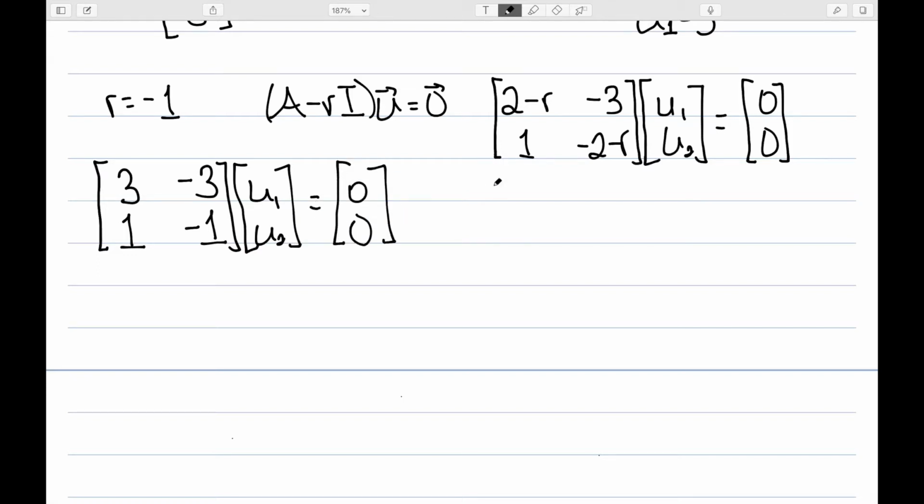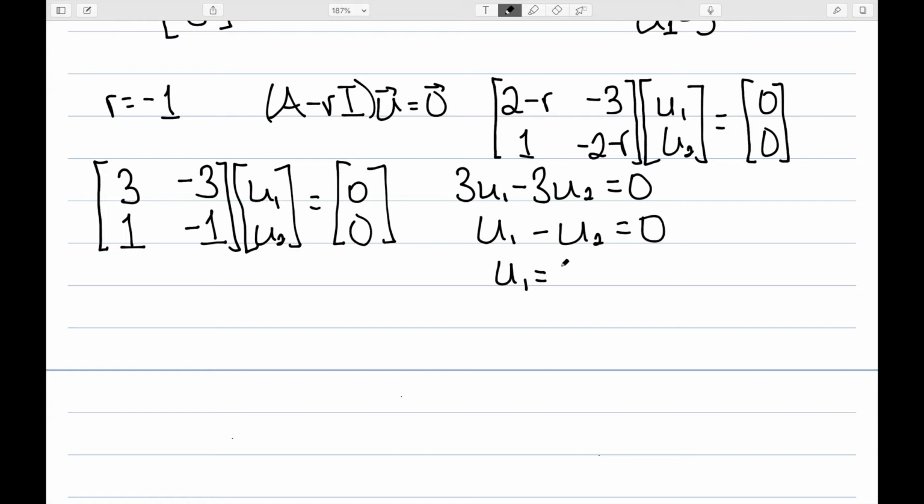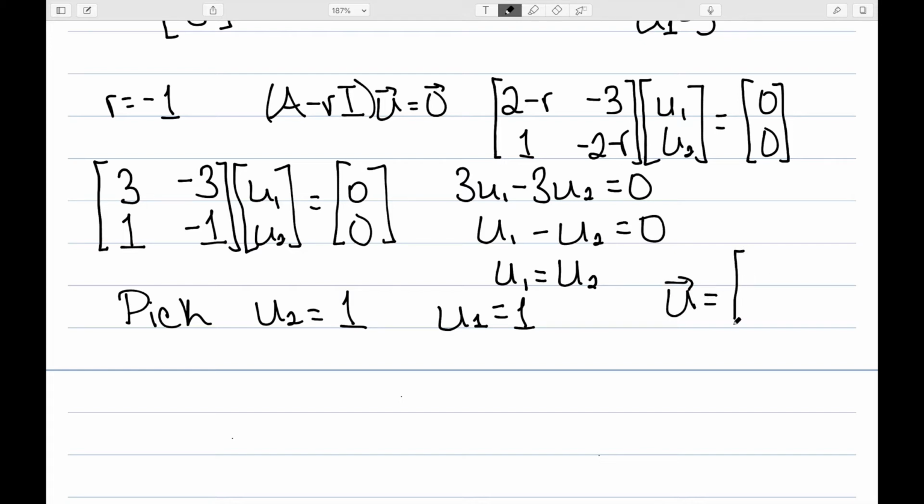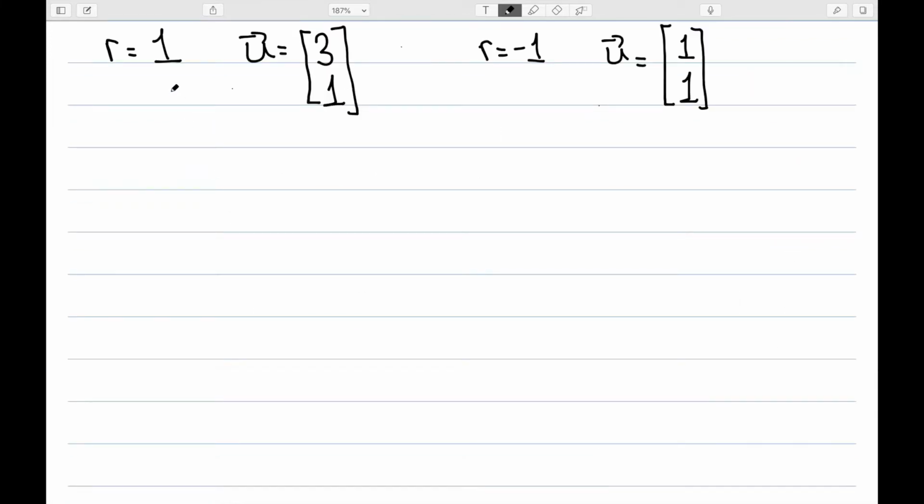When I multiply out this left-hand side, the first row becomes 3u1 minus 3u2. We know that needs to be equal to 0. The second row, 1u1 minus 1u2, should be equal to 0. Once again, I have an infinite number of solutions, and that should always be the case. So I'm going to pick a u2, once again non-zero. I'm going to pick it to be 1, so then u1 would also be 1. So this time my vector u is [1, 1]. A quick summary: if r is equal to 1, then u is equal to [3, 1], and if r is equal to -1, then u is equal to [1, 1].